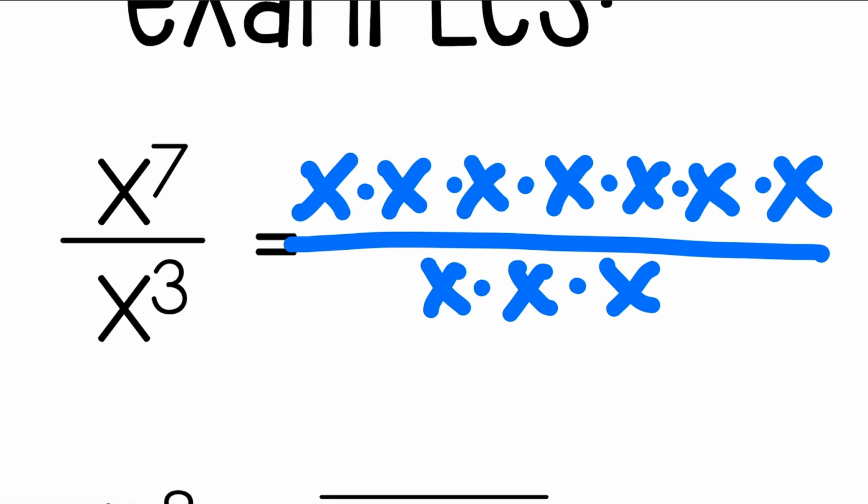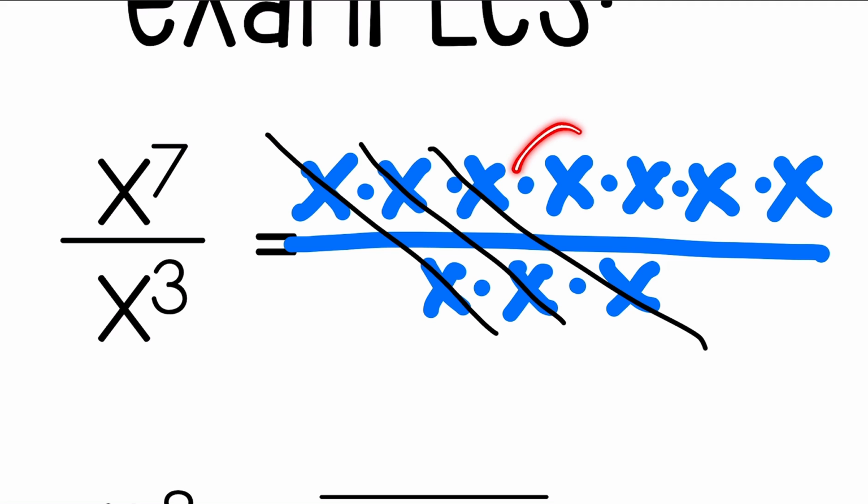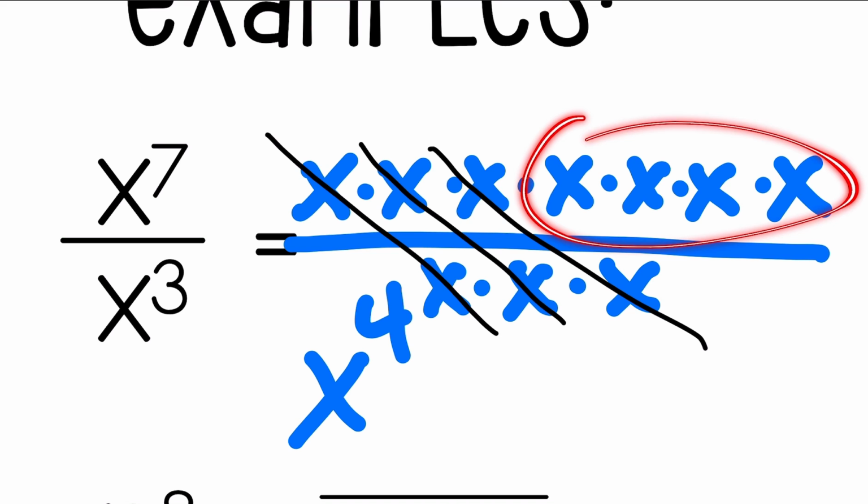So what we could start doing, once we have the same thing on the top and the same thing on the bottom, we could cancel these out. So we got that canceled out, we got this one canceled out, we could cancel this one out as well. So that's going to leave these up here. Okay, well, that's 4 x's, so we could do x to the 4th power as our answer, because there are 4 x's left over.